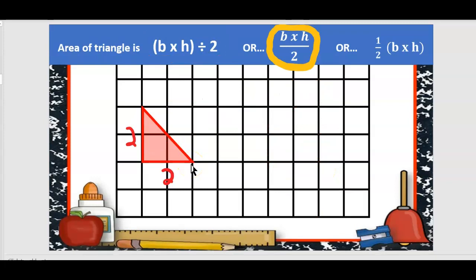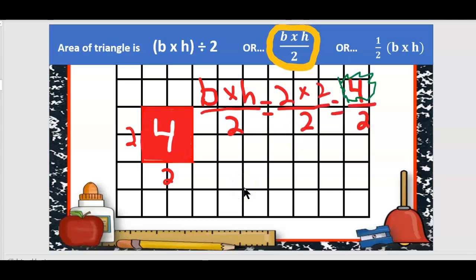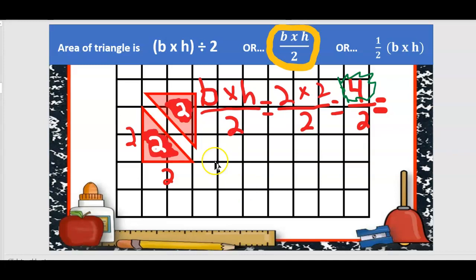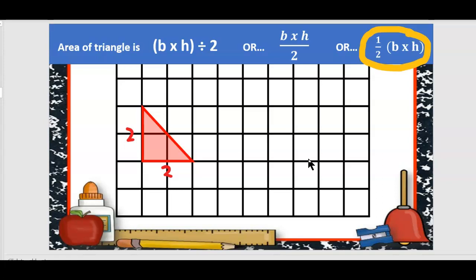So even if you take this formula, the first thing we do in every one of these formulas is multiply the base times height. It's just set up differently. 2 times 2 is 4, but we're going to divide it in half. Ta-da! By the way, it's 2 square units. I keep forgetting to add the units. That's a rookie mistake. 2 units squared, as we say in 6th grade.